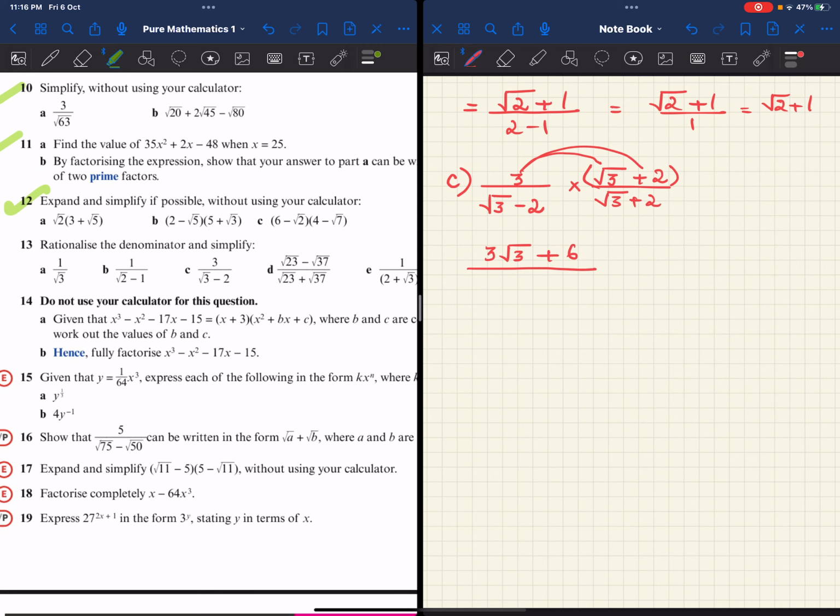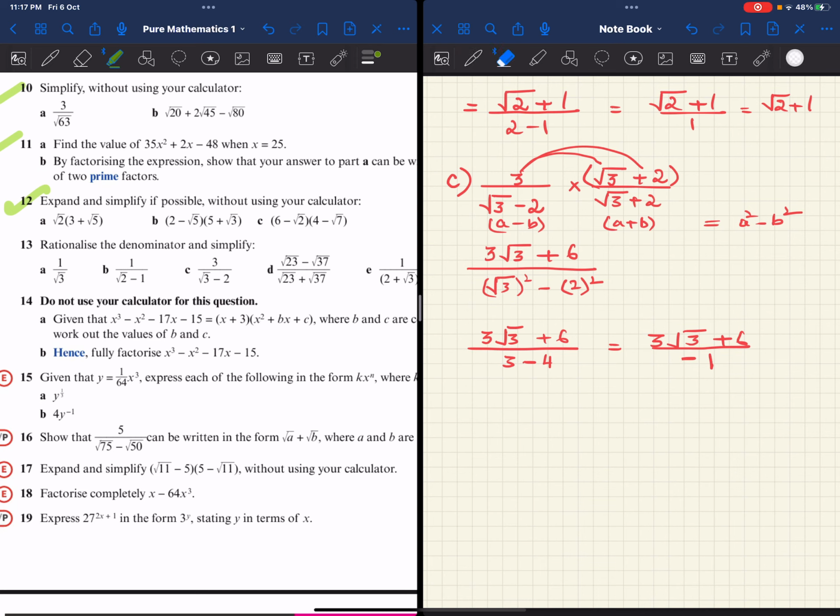In the denominator, we have a minus b into a plus b format, which should give us a squared minus b squared. So a squared will be root 3 squared, minus b squared, which is 2 squared. That is equal to 3 root 3 plus 6 all divided by 3 minus 4, which is 3 root 3 plus 6 divided by negative 1.